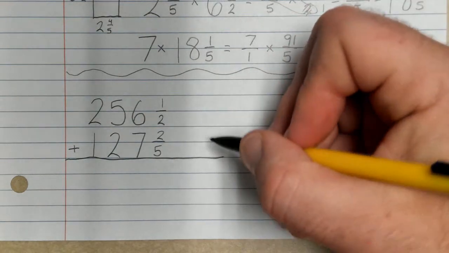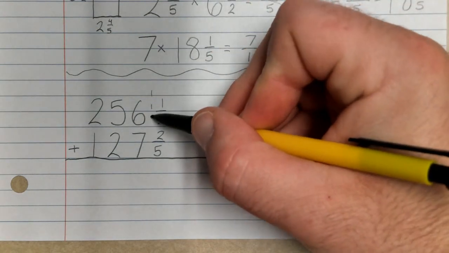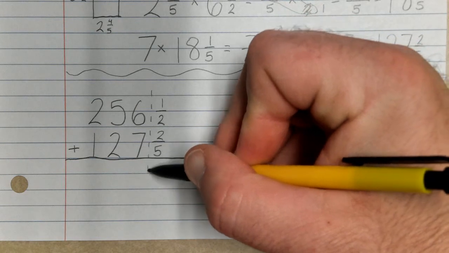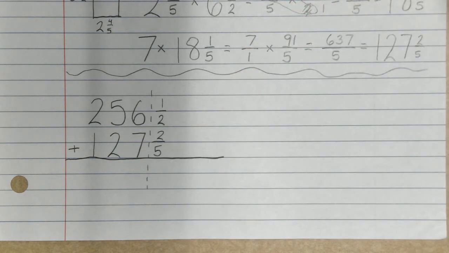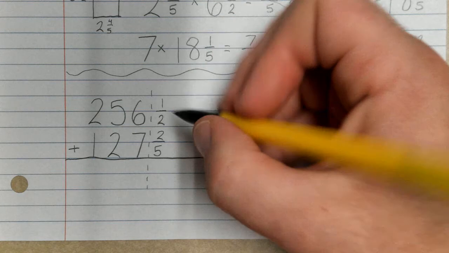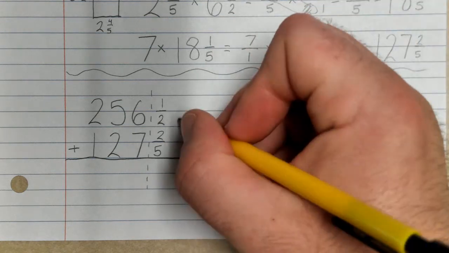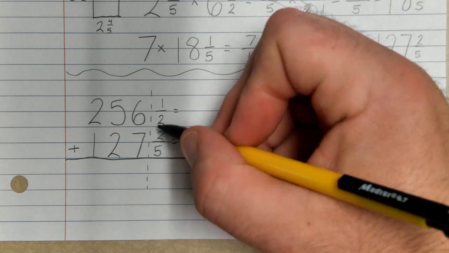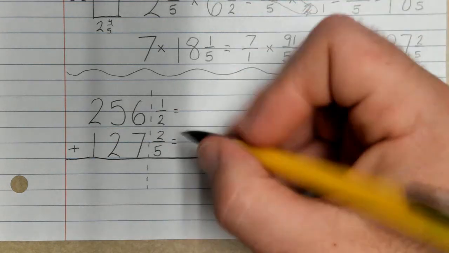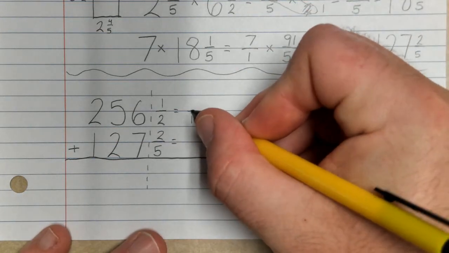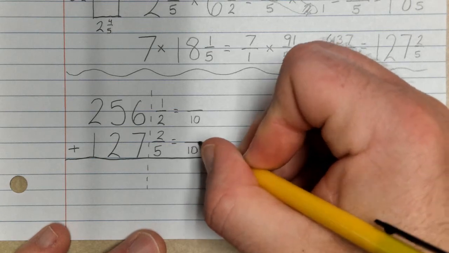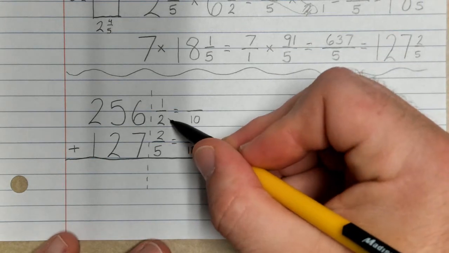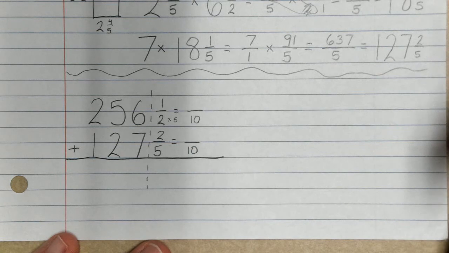And I'm giving myself a little extra space over here because, of course, the fractions have different denominators. Why wouldn't they? 1/2, 2/5. So 2 and 5, I have to think of a common multiple, a common denominator. And when I see 2 and 5, that usually makes me think 10. They both go into 10. Okay. 2 times 5 gives me 10.